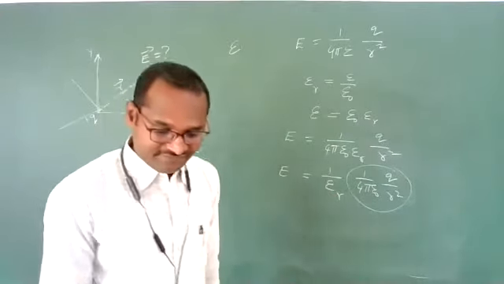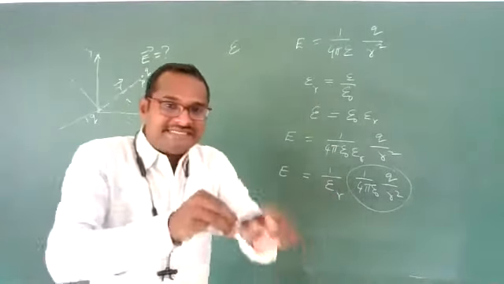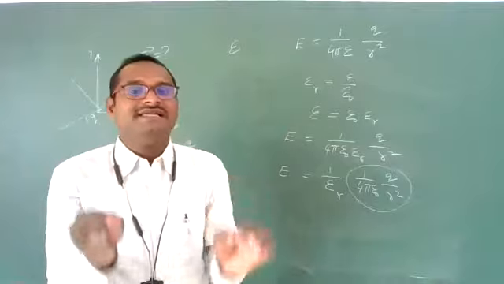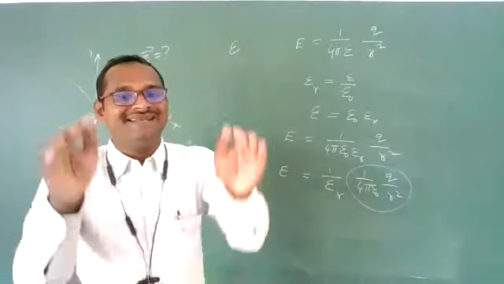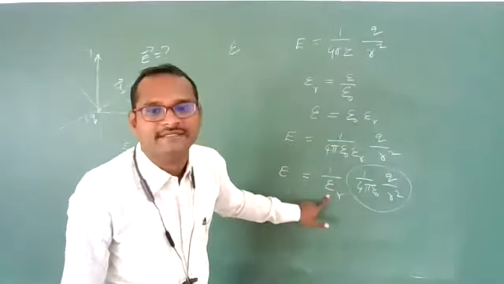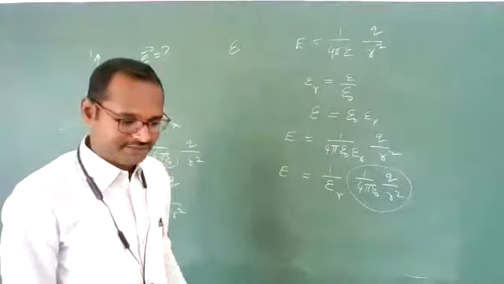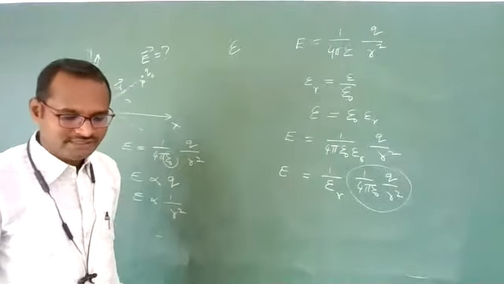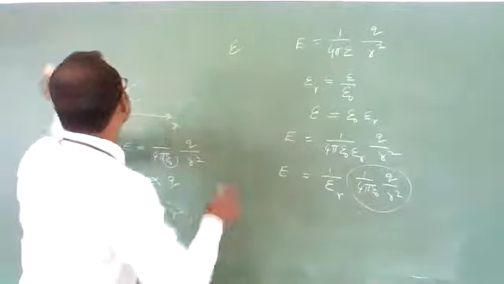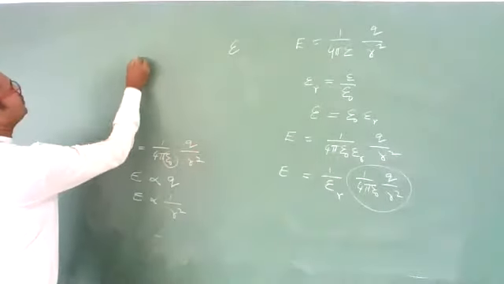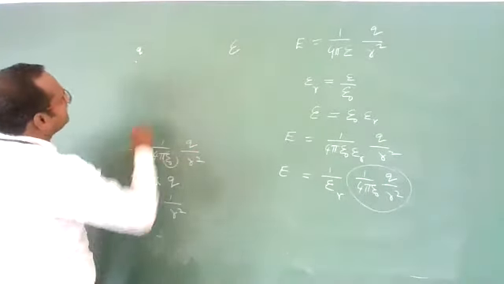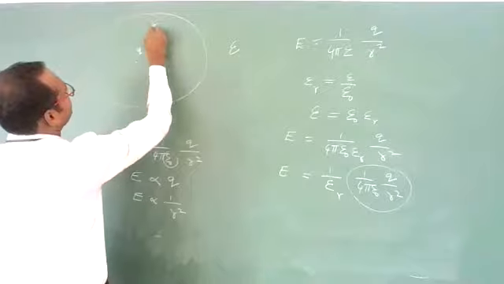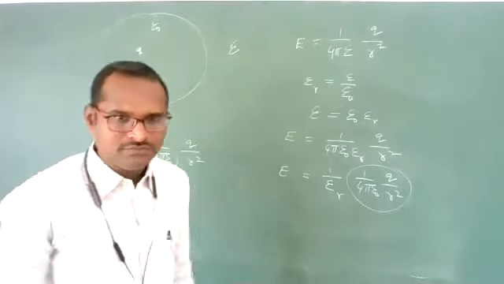Means if a charge is placed in any particular medium, then the electric field in that medium will be less by this much factor. You need to remember this important point. Are you understanding, students? Clear? Let us suppose a charge Q is there in epsilon naught medium, in air or vacuum.